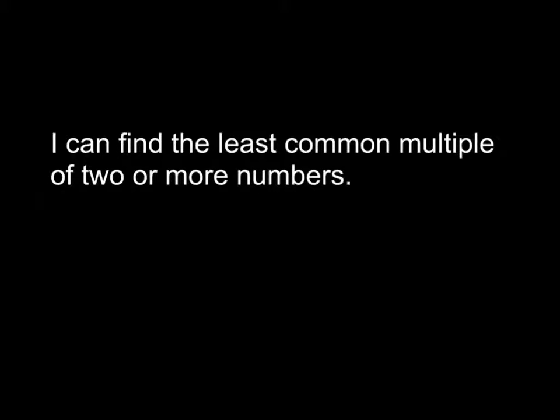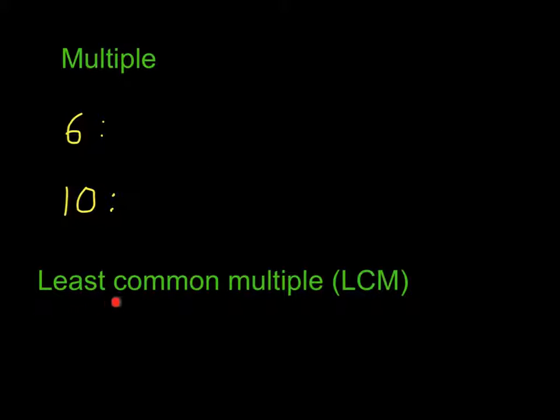Today's learning target is I can find the least common multiple of two or more numbers. When we're asked to find the least common multiple of two or more numbers, there's a couple of ways that we can do that. One of those ways is we can list the multiples of numbers. So the multiples are just when you count by that number, those are the multiples of it.